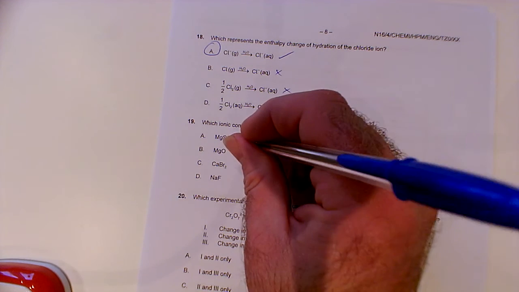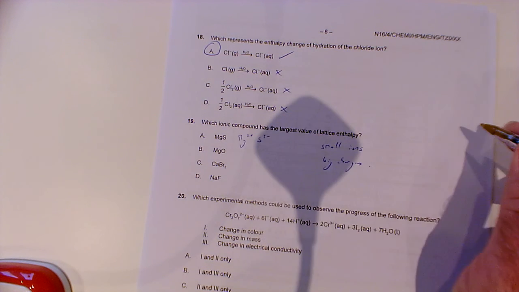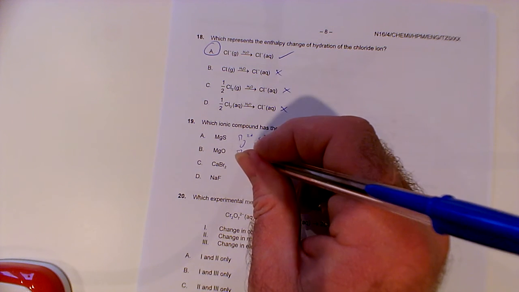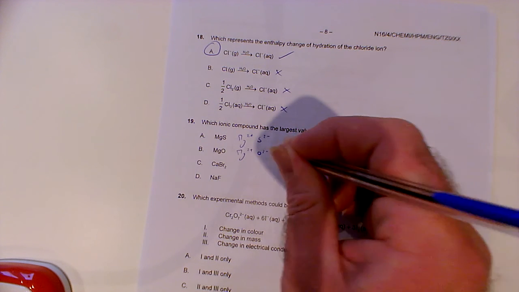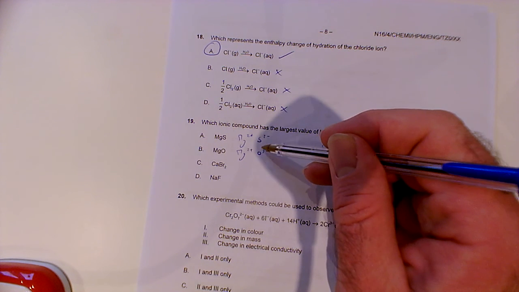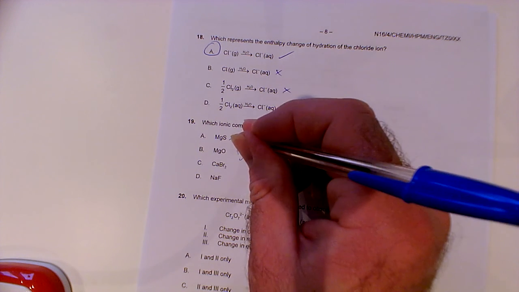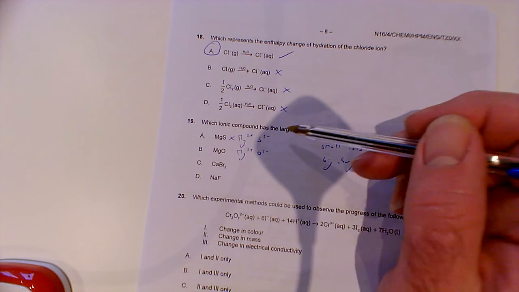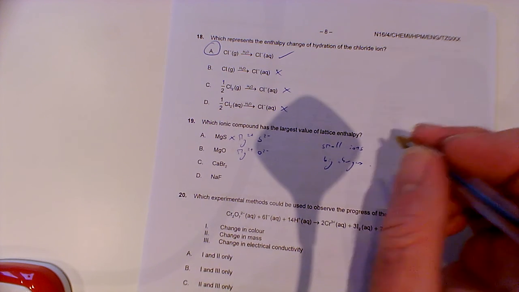So if we break these down, this is Mg2+, because magnesium's group 2 and sulfur's group 6, so it's S2-. Mg2+ again, and now O2-. Now O2- is a smaller ion than S2-, because it's got one less shell. So I can rule that one out, because they both got the Mg2+ in common, but oxide is smaller than sulfide, so it'll form a stronger ionic bond.